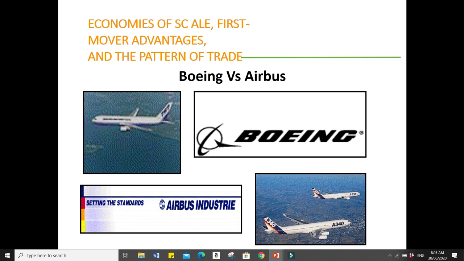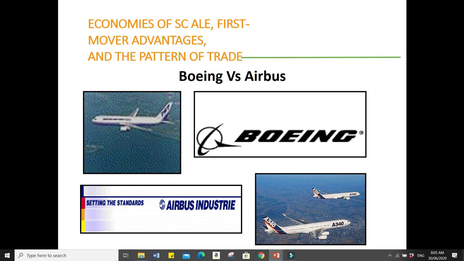It is not even profitable to support one producer. Hence, its decision not to build a similar aircraft and instead focus on its super efficient 787. That's the story behind Boeing and Airbus.